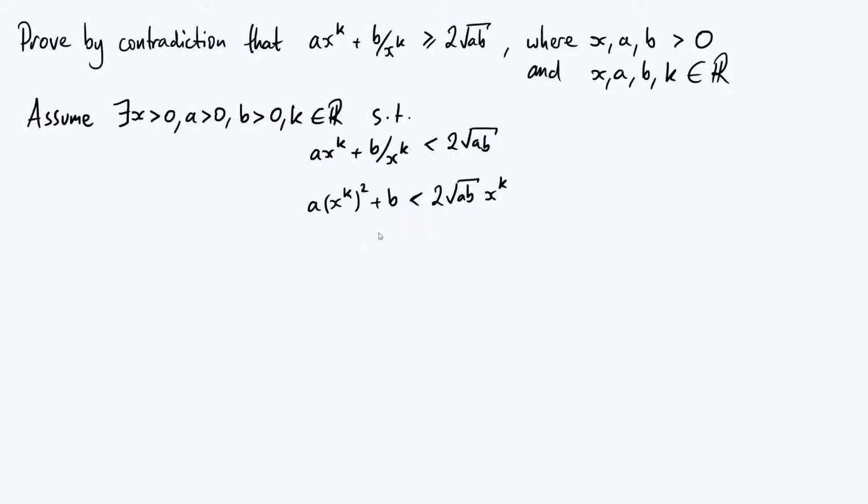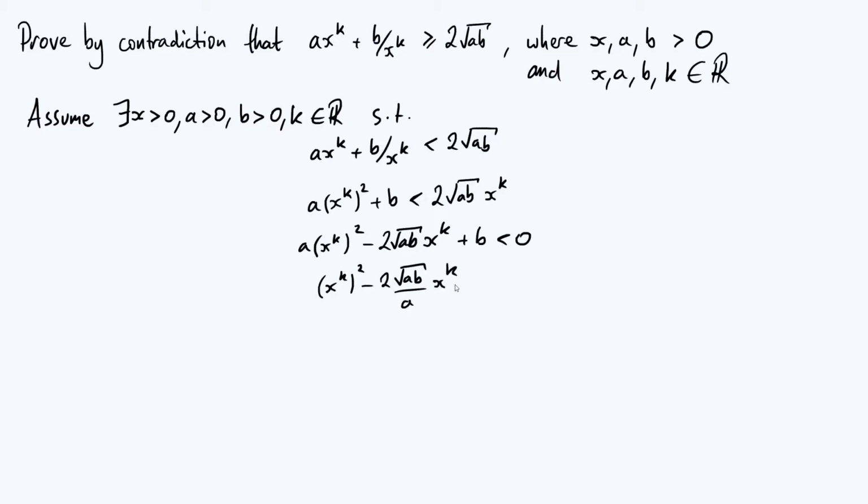So let's tidy this expression up a bit by putting all of the terms on the same side. So we're going to get a x to the k squared minus 2 root ab x to the k, and then plus b is less than 0. Sorry, I forgot the a in front of that x to the k squared, but now we're going to divide through by that a. We're going to divide through by this coefficient, and so what we're going to end up with is x to the k squared, and the second term is going to be 2 root ab divided by a, times x to the k.